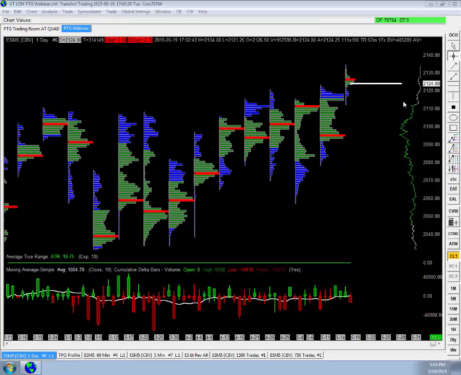Okay, so everybody now should be seeing the profile chart. Now, Sierra Chart is just a fantastic platform. All right, they've made tremendous advancements in their displays, and there's a lot of things you can do with the profiles.